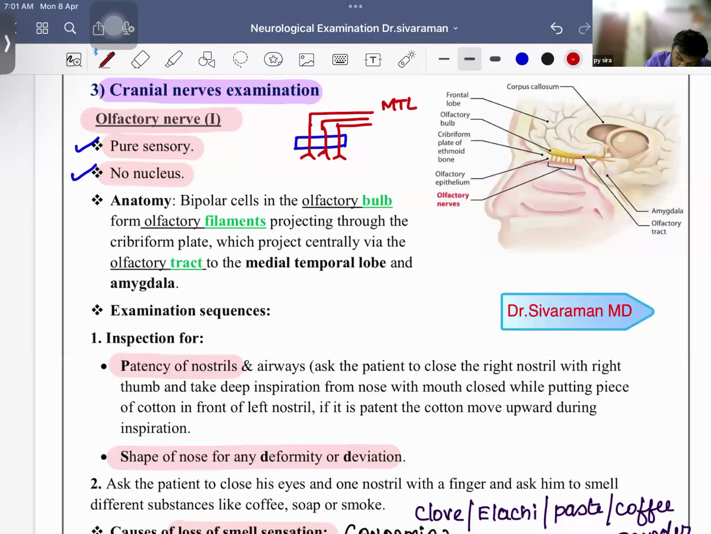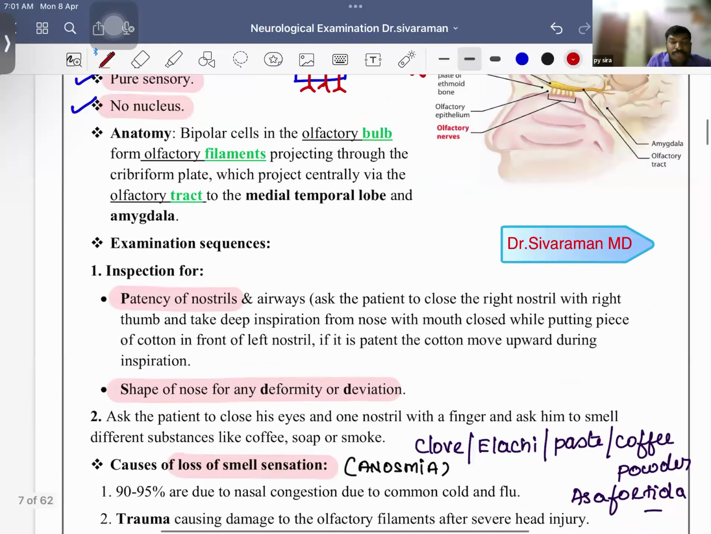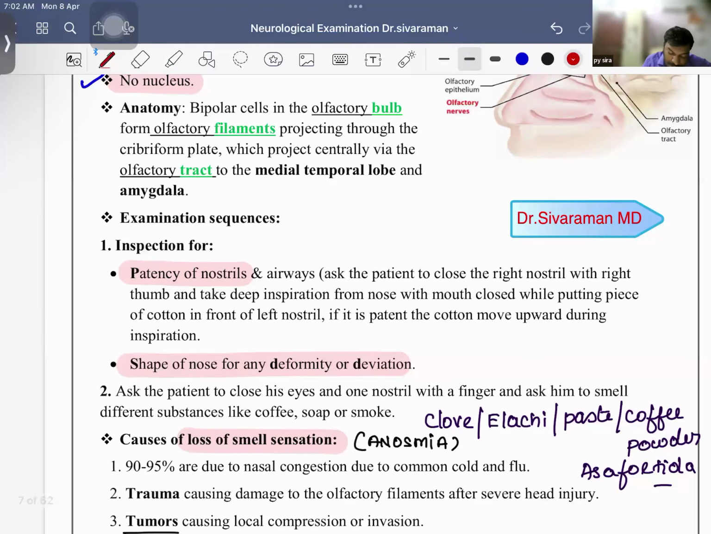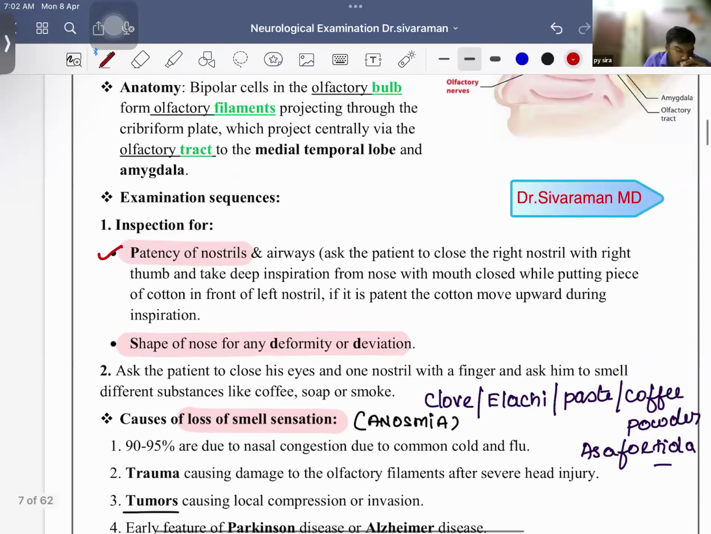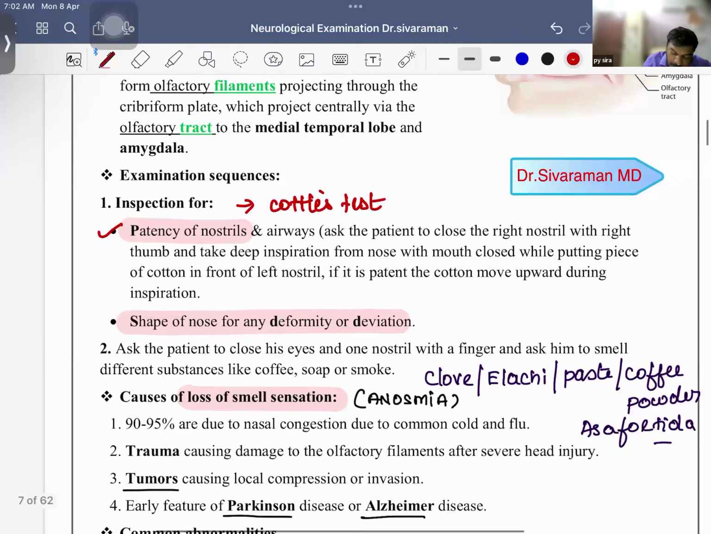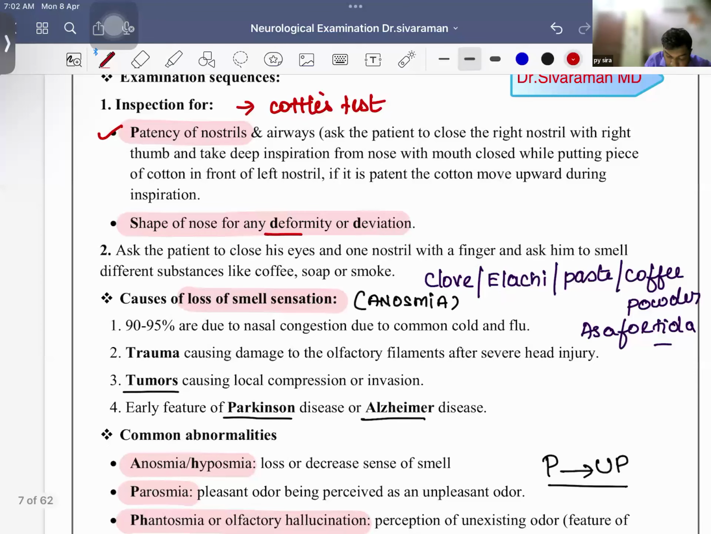It goes to the medial temporal lobe and amygdala. Okay, so whenever you're going to examine the patient for the sense of smell, always check for the patency of the nostrils. You put a spatula, close one nostril, and tell the patient to blow air, and then check the other for patency. That is similar to our Cottle test. Then you check the shape of the nose for any deformity or deviation.